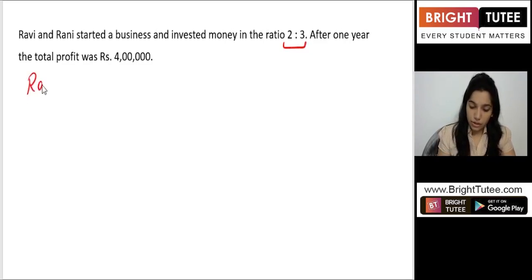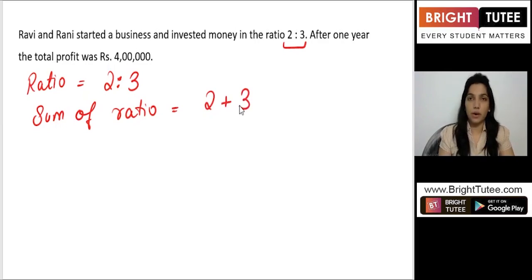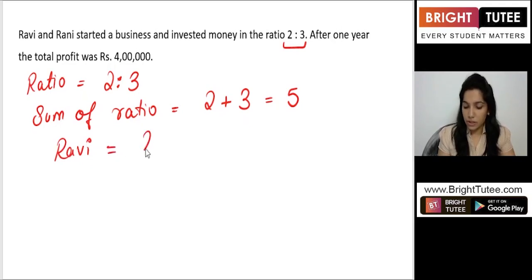Here, the given ratio is 2:3. What do we mean by 2:3? Let us find the sum of the ratio. Sum of ratio means 2 plus 3. We are adding the two numbers. It gives a total of 5. So it means that Ravi has invested 2 parts out of 5.